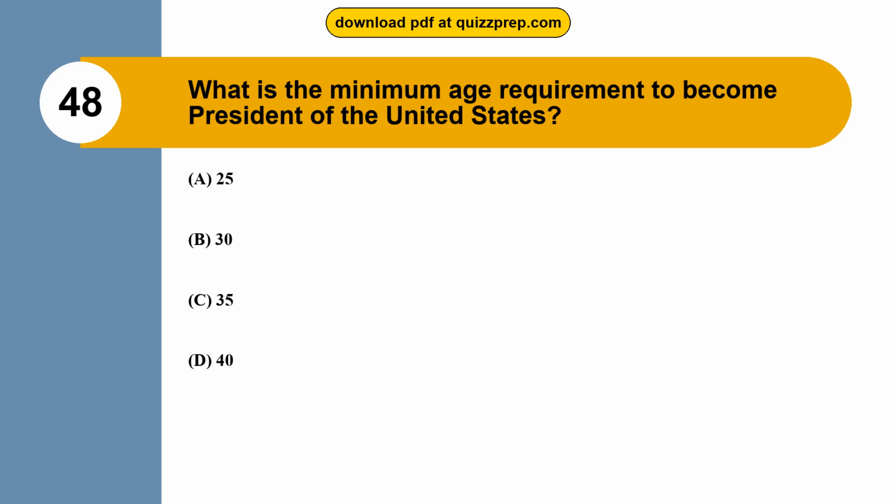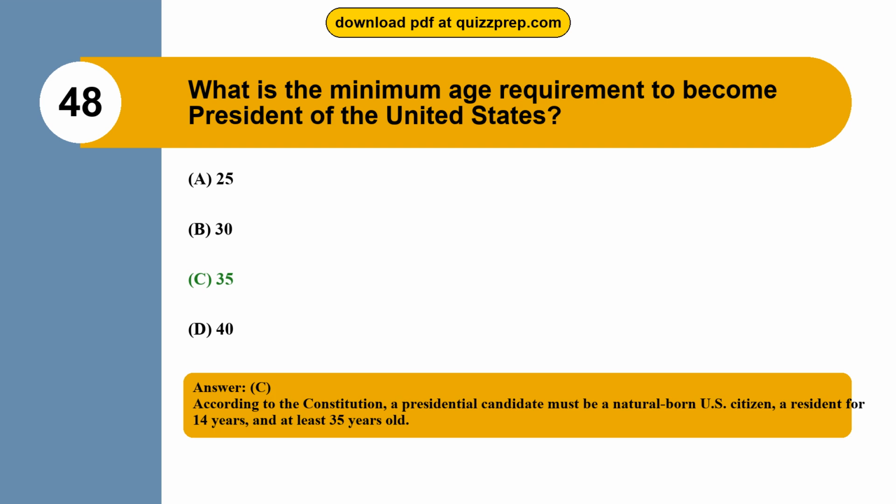Question 48. What is the minimum age requirement to become President of the United States? Option A, 25. Option B, 30. Option C, 35. Option D, 40. The correct answer is option C, 35. According to the Constitution, a presidential candidate must be a natural-born U.S. citizen, a resident for 14 years, and at least 35 years old.